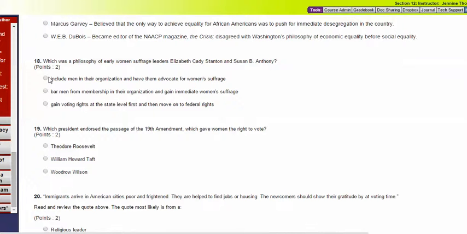Number 18, which was a philosophy of early women's suffrage leaders Elizabeth Cady Stanton and Susan B. Anthony? Include men in their organization and have them advocate for women's rights or women's suffrage. Bar men from membership in their organization and gain immediate women's suffrage. Or the last option, gain voting rights at the state level first and then move on to federal rights.